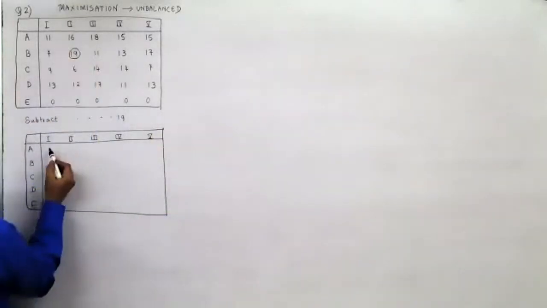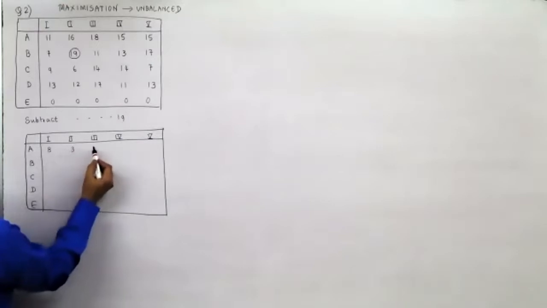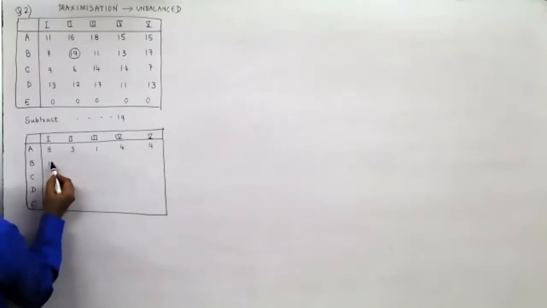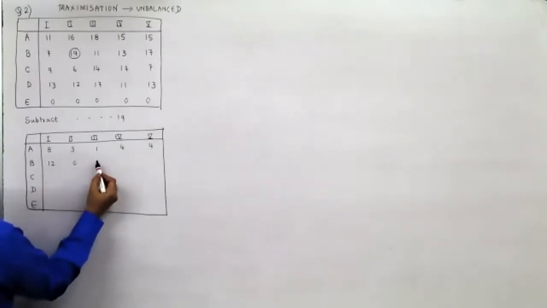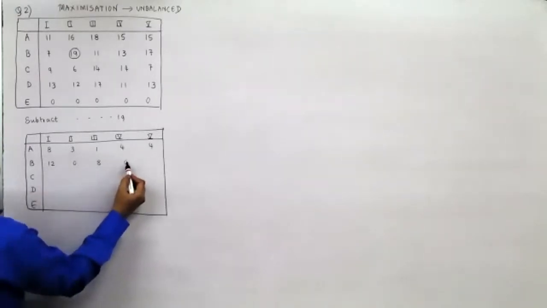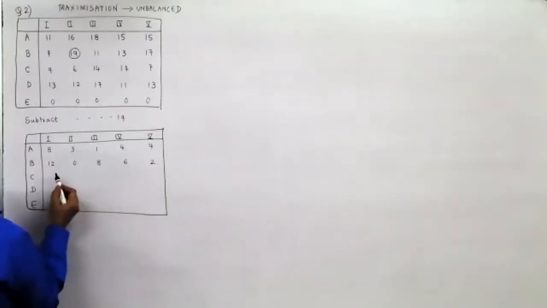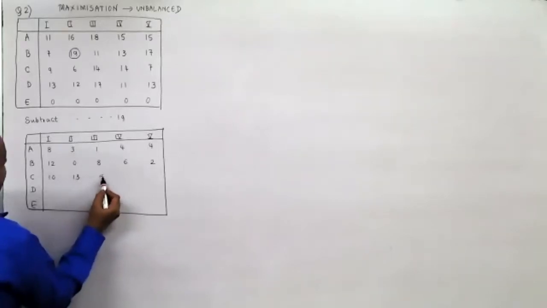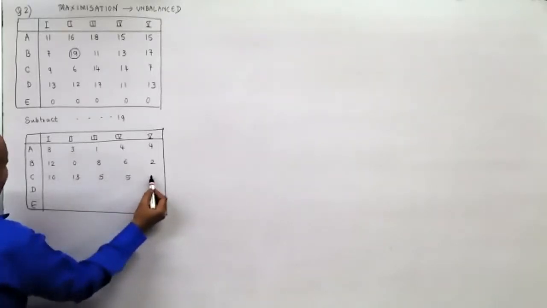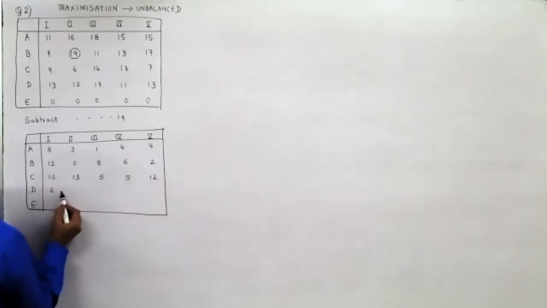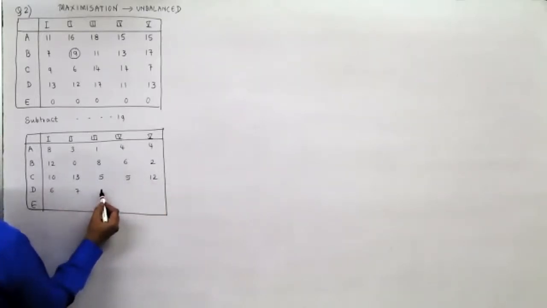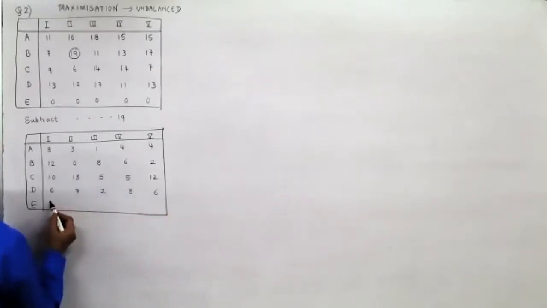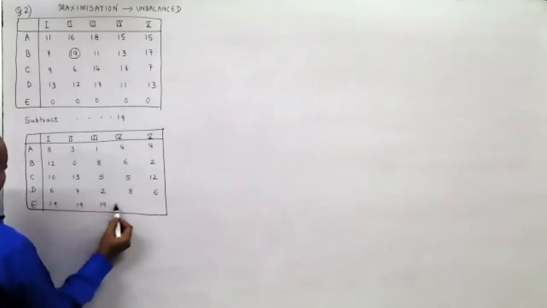Now 19 minus 11 is 8. 19 minus 16 is 3. 19 minus 18 is 1. 19 minus 15. 19 minus 7 is 12. 19 minus 19 is 0. 19 minus 11 is 8. 19 minus 13 is 6. 19 minus 17 is 2. 19 minus 9 is 10. 19 minus 6 is 13. 19 minus 14 is 5. 19 minus 14 is 5. 19 minus 7 is 12. 19 minus 13 is 6. 19 minus 12 is 7. 19 minus 17 is 2, 19 minus 11 is 8, 19 minus 13 is 6, and so on.